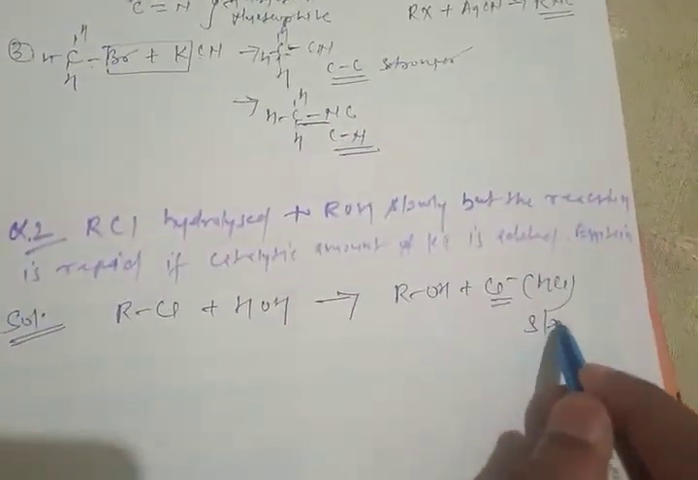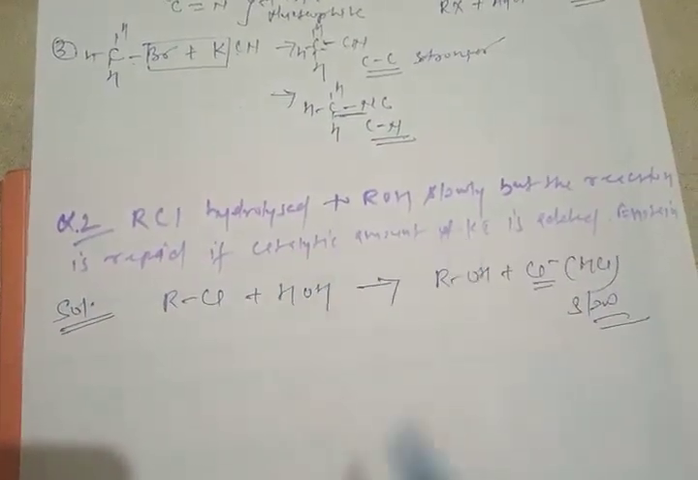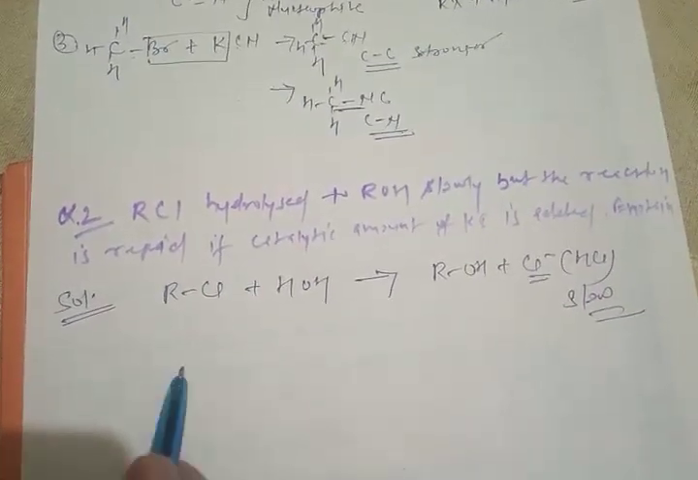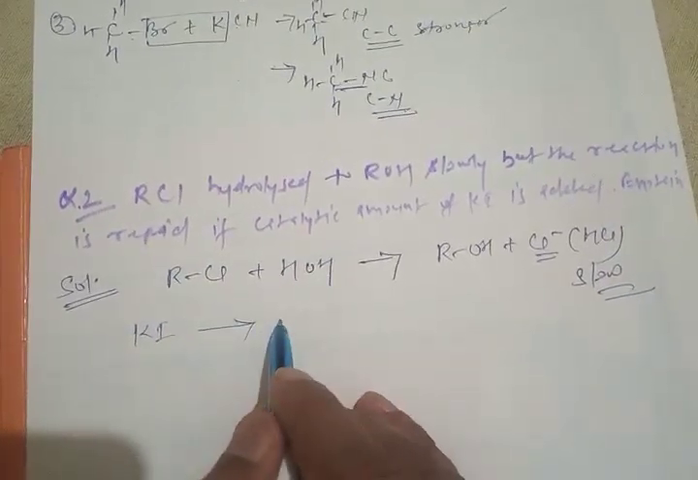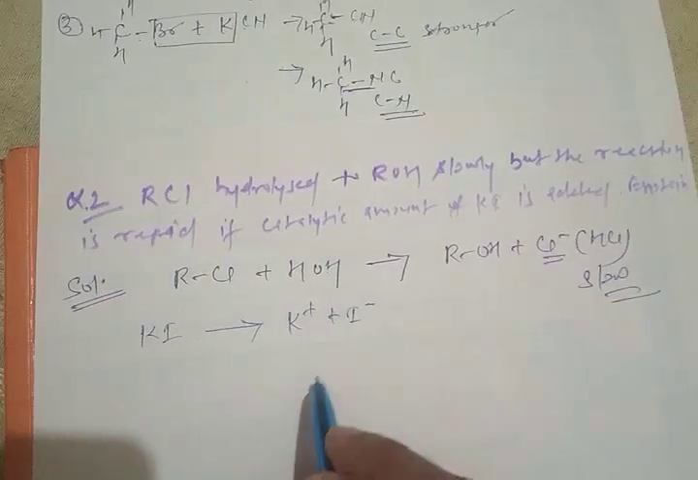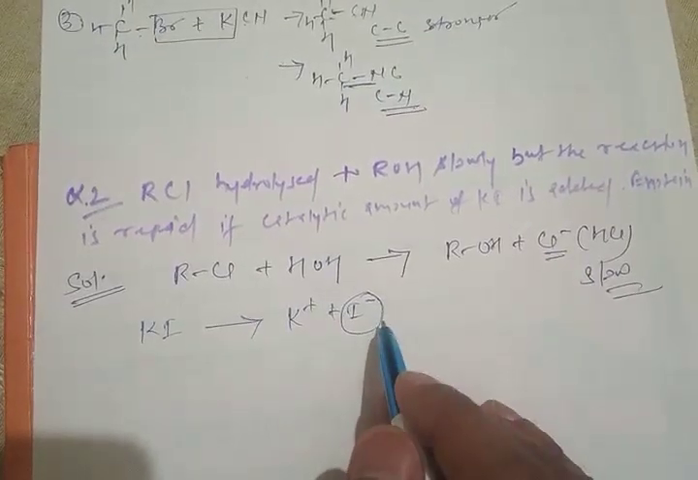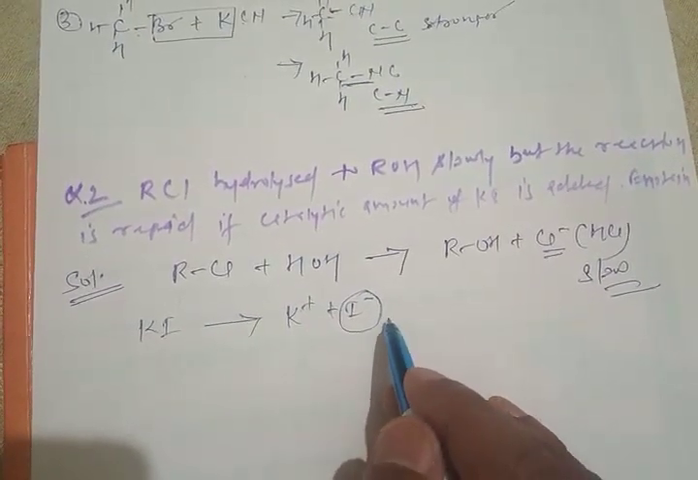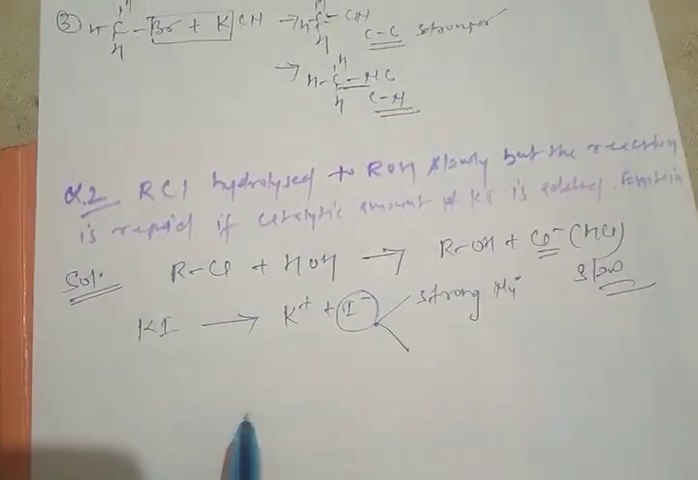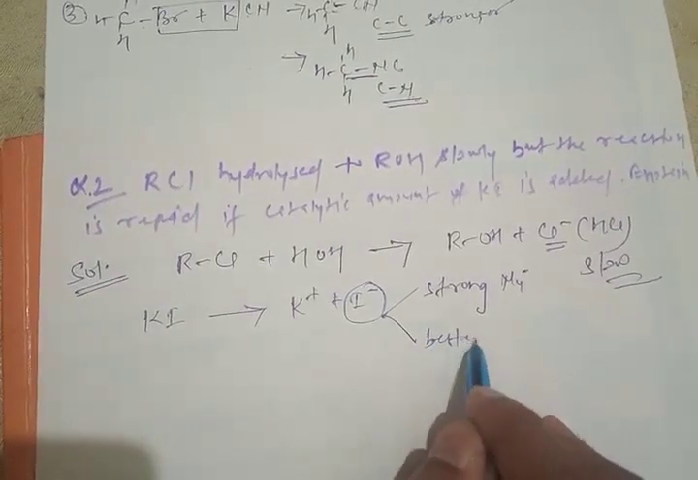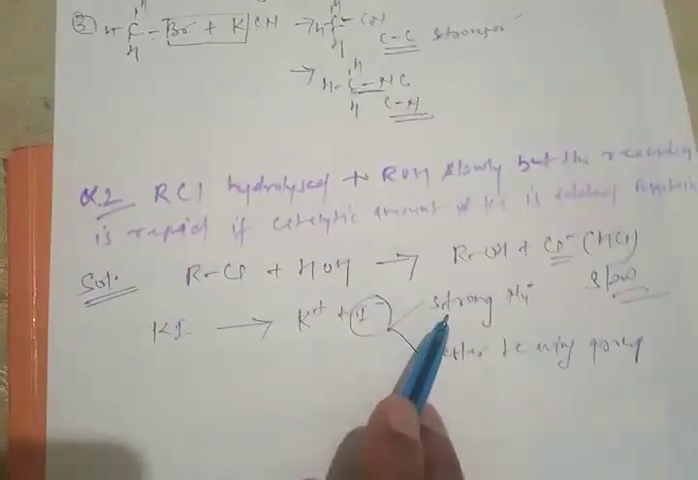This reaction is slow, but as we add KI as a catalyst, the reaction becomes faster. What is the reason? First you should understand that KI, potassium iodide, is ionized into K plus and I minus, and this I minus is important to understand. What is the importance of I minus? First, it is a strong nucleophile, and second, it is a better leaving group. So it is a strong nucleophile and a better leaving group.